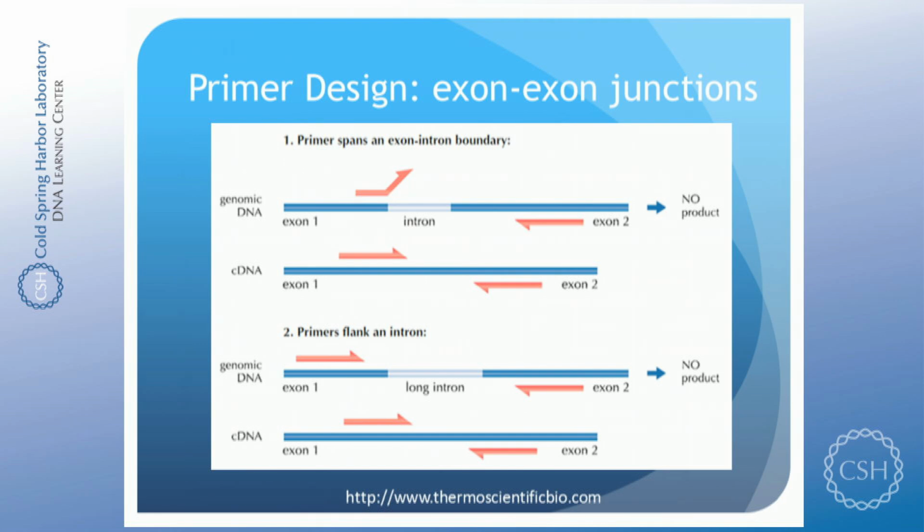The same is true if you have a very long intron in between. In case you can't design anything which borders exon-exon junctions, you can choose primers which are separated by a very long intron. In that case, it's also very unlikely that any product will appear from genomic DNA.